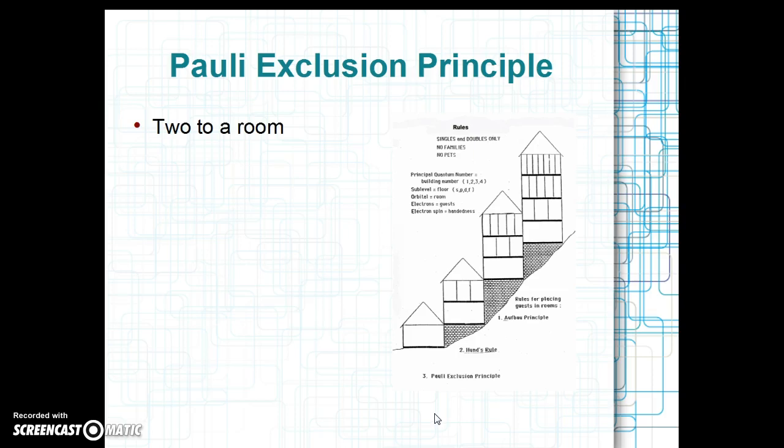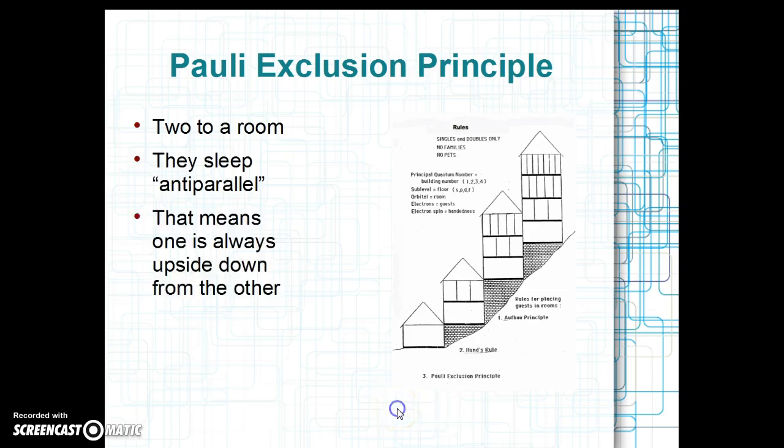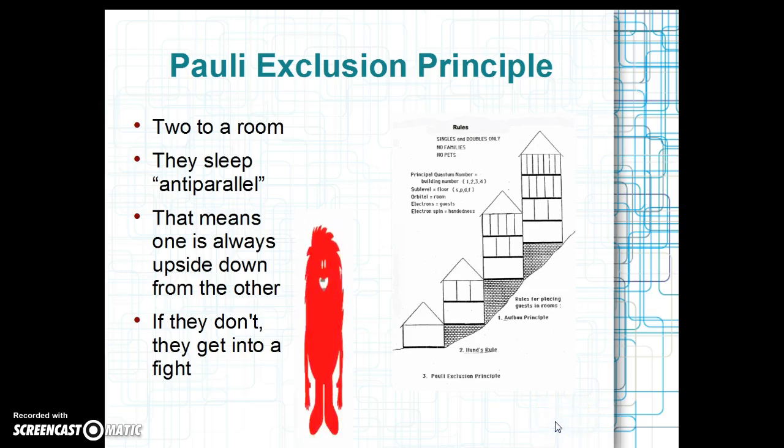You can put 2 Rotrons in a room. You can put 2 electrons in an orbital. They sleep anti-parallel. That means one is always upside down from the other. If the Rotrons are not opposite to each other, they get into a fight. So here's the first Rotron, and there's the second. As you can see, they are anti-parallel. It's the same thing with electrons. The electron spin one way is complemented by the second electron having the opposite spin.